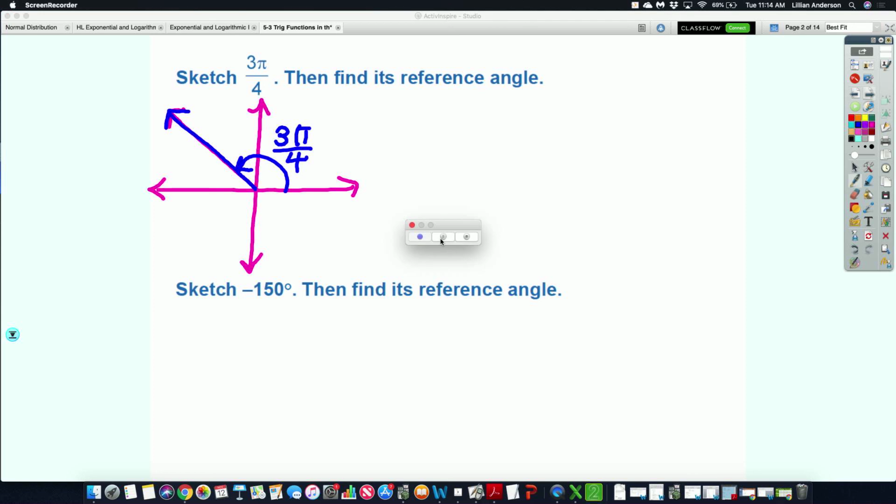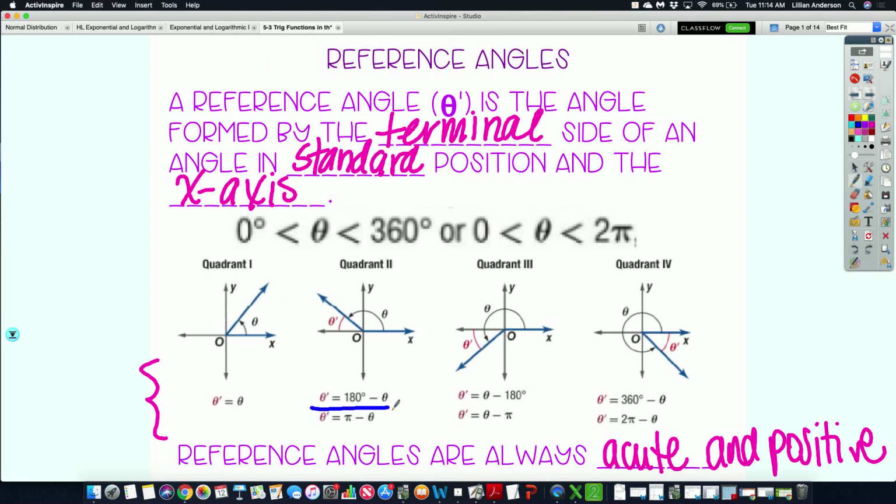So this will be the sketch of 3 pi over 4, and then to find its reference angle, since it's in the second quadrant, what do I need to do? No, not subtract 2 pi. Look at it. It says pi minus theta. Okay, that's how you find the reference angle. So these right here are little formulas in case you're not quite sure how to go about finding the reference angle.